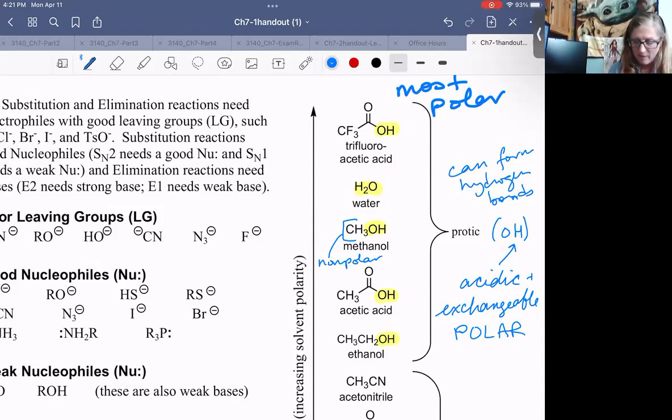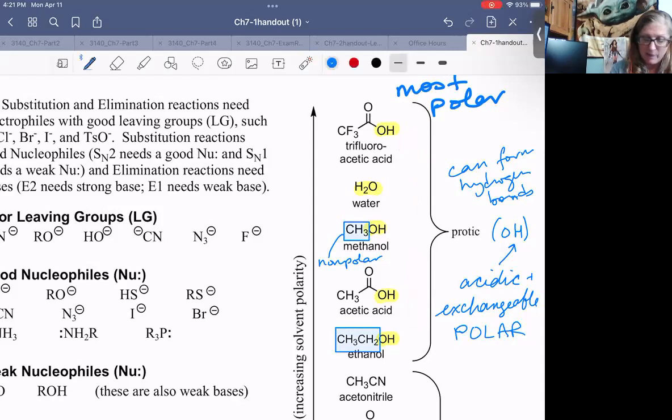And what do you think about ethanol versus methanol? Does it make sense to you why ethanol is less polar than methanol? Methanol is more polar than ethanol. Yeah, the ethanol has a larger nonpolar region, so it's going to be overall less polar. Okay, so these are varying in degrees of polarity.